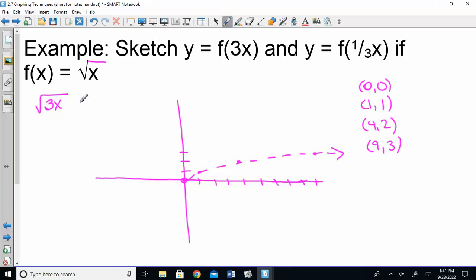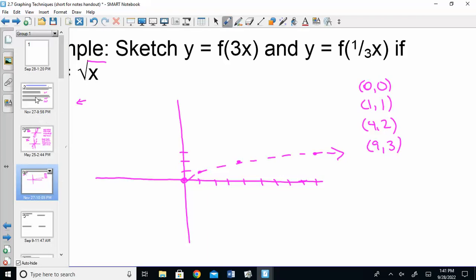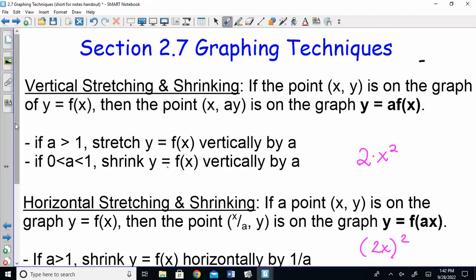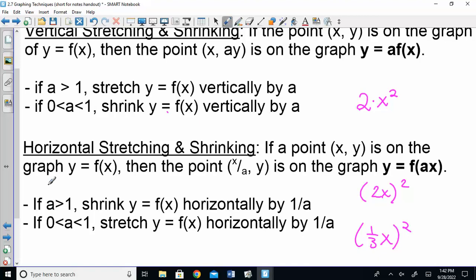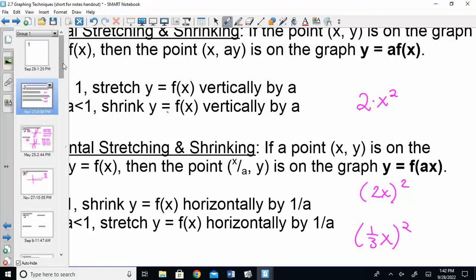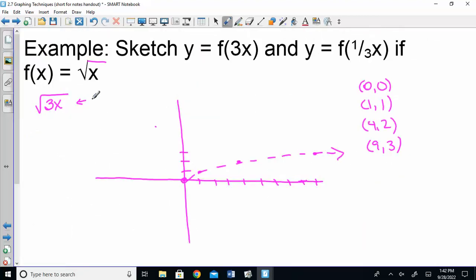I told you inside changes x, and it does the opposite of what it says. So this is actually going to be, you're looking at your list, this is a horizontal shrink when you have something bigger than 1 in there. So it's going to change x, does the opposite. So it says times 3, so the opposite of multiplying by 3 would be dividing by 3. So my y's won't change.